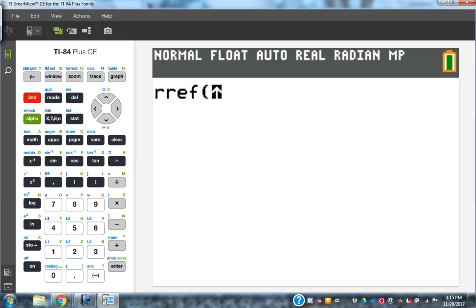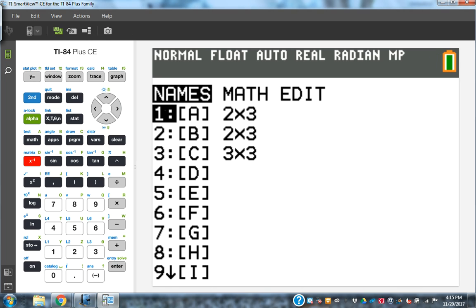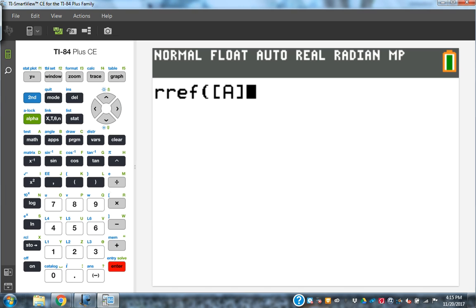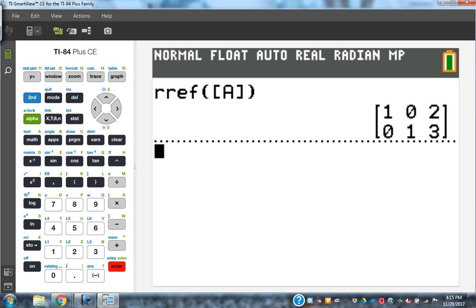And then we need to tell it what we want to use RREF on. So we want to pick the matrix. The matrix I put in was A, so I'm going to pick matrix A. You don't have to close those parentheses. You can, but you don't have to. And then hit enter. It cranks out the reduced row echelon form of that, which has 1s and 0s in the coefficient side, and then the solutions are in the last column.